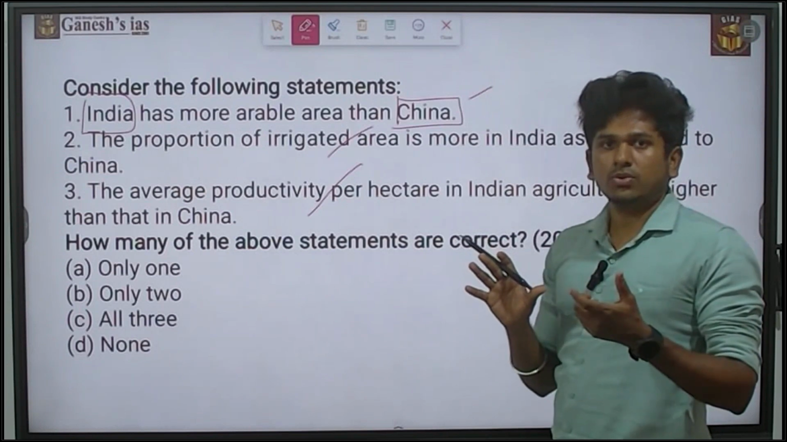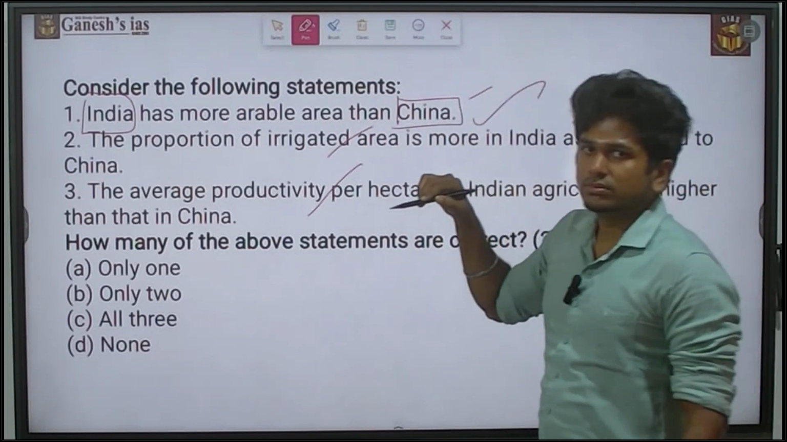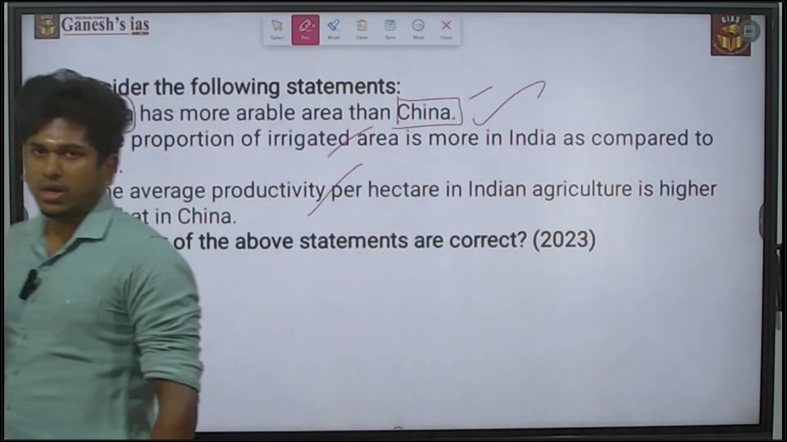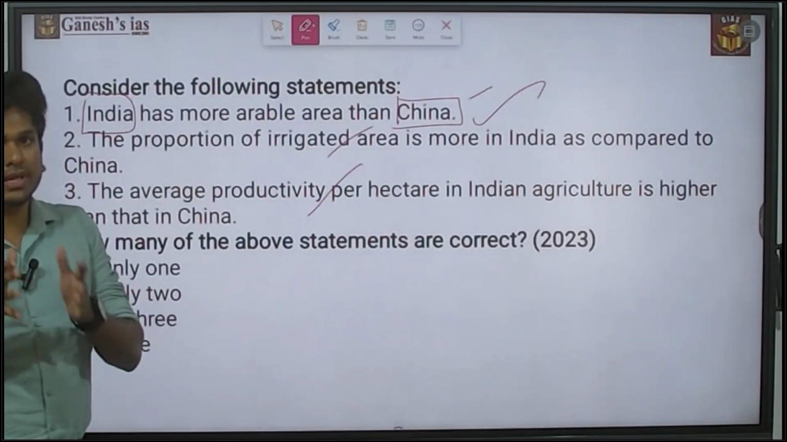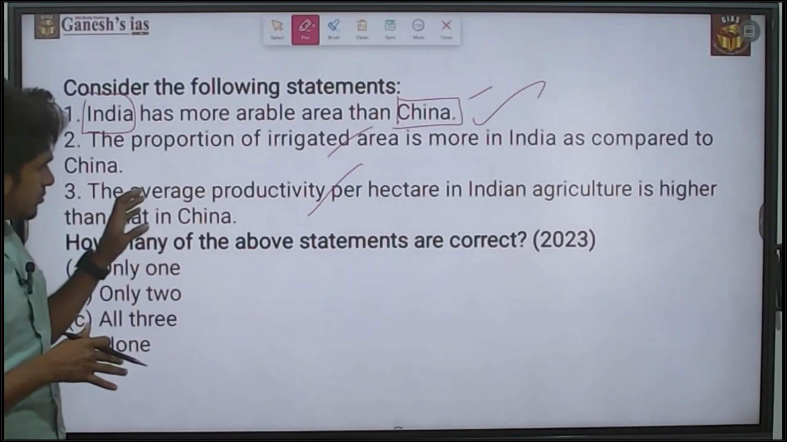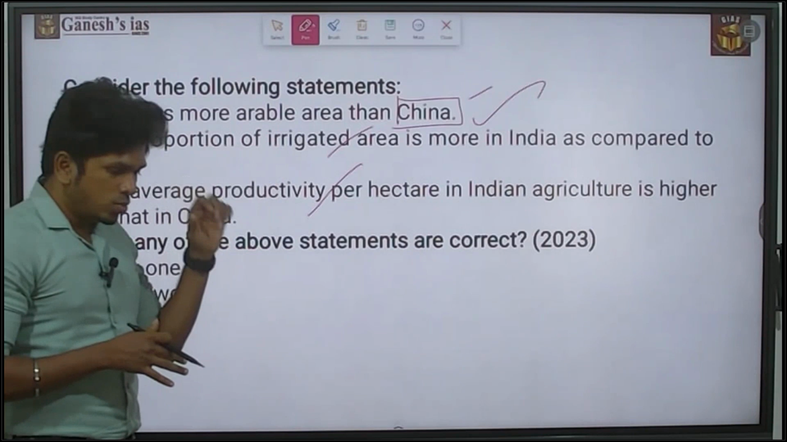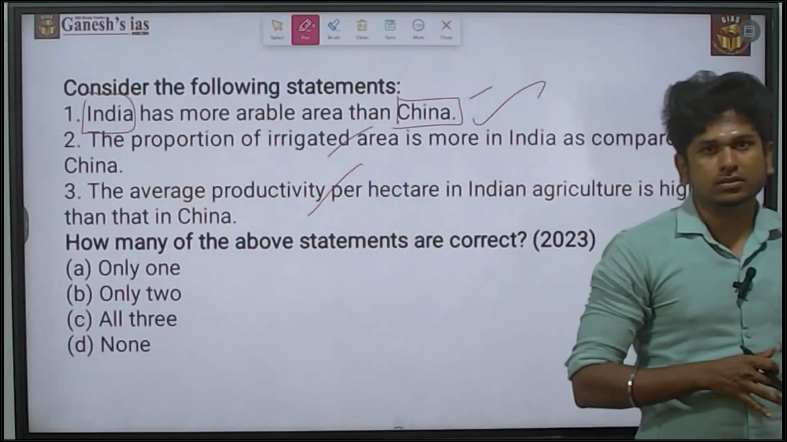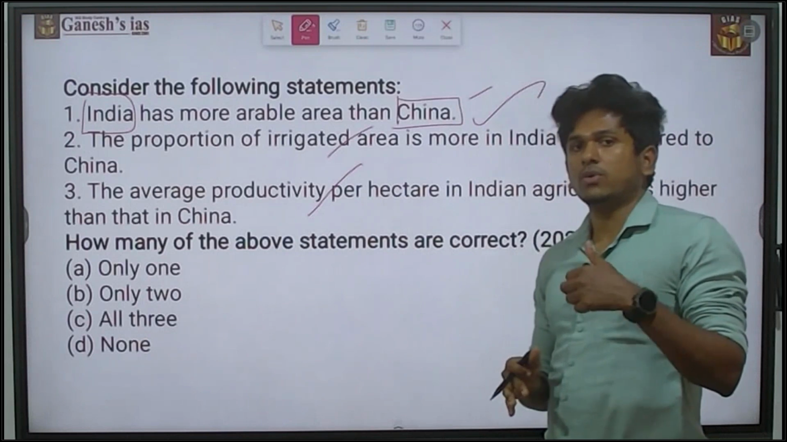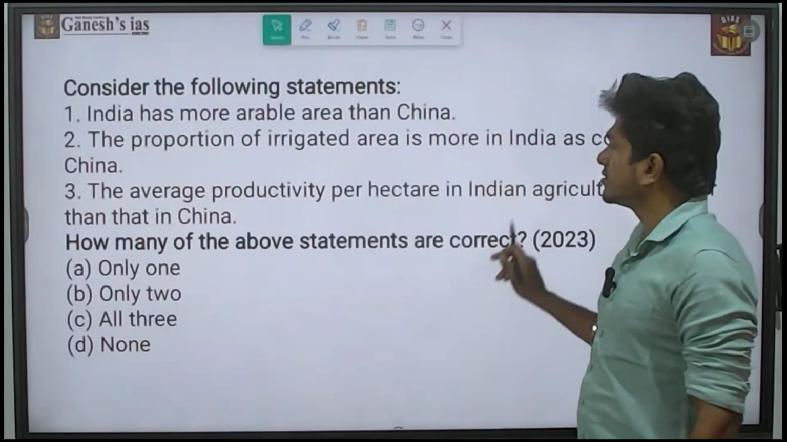First of all, you have to know why they asked these kinds of questions. That is the major thing you have to decode. Based on that only can you prepare for your upcoming exams. There is a comparison between India and China, so why did they do it? Whether it is connected to any current affairs or not, that is the peculiar thing you have to ask.